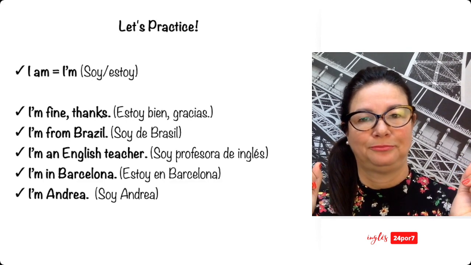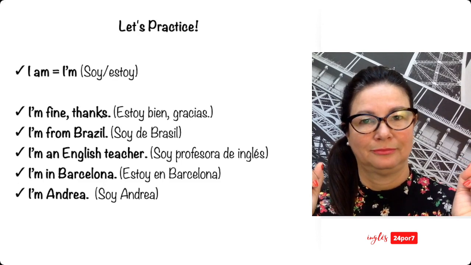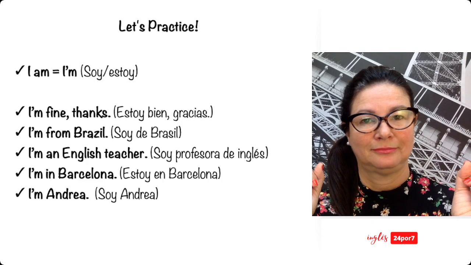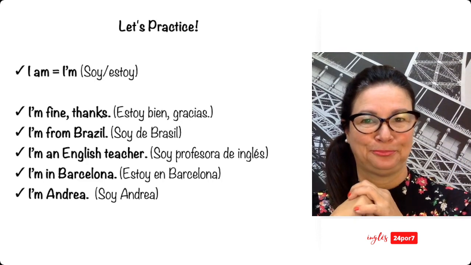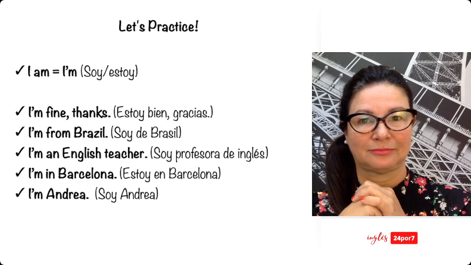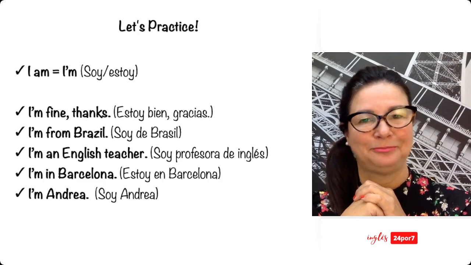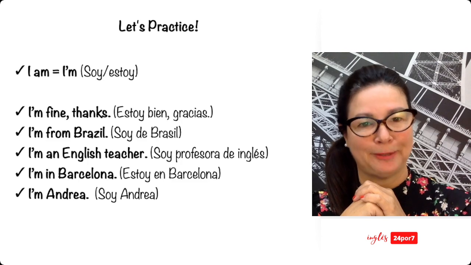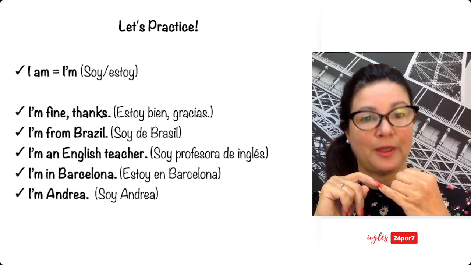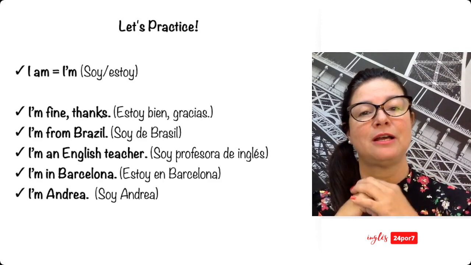I'm from Brazil. I'm from Brazil. I'm an English teacher. I'm an English teacher. I'm in Barcelona. I'm in Barcelona. I'm Andrea. Pero entonces utilizamos el verbo ser y estar para decir que estoy bien, que soy de Brasil, que soy profesora, que estoy en Barcelona, que soy Andrea.